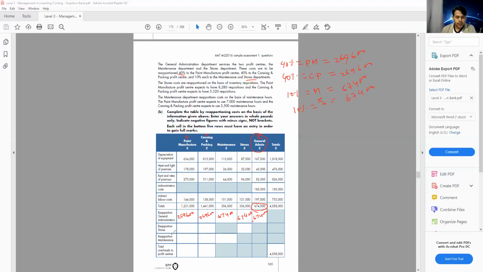Then they said next one is reapportion store. So this one is done, number one. I'm coming here, number two. Number two is store. The store costs are reapportioned on the basis of inventory requisition, okay? The paint manufacturer profit center expects to have 8,280 requisitions, and canning and packing center expects to have 5,520 requisitions. So basically, the store will go to paint and canning and packing. That's fine. So let's do this one. We're going to use the basis of inventory requisition. How many for the paint manufacturer? 8,280. How many requisitions for the canning? 5,520.